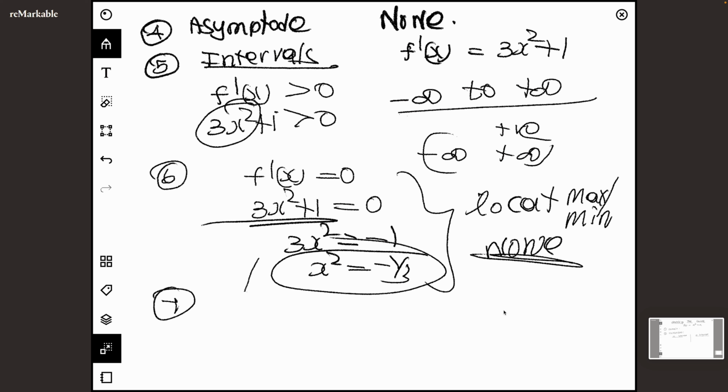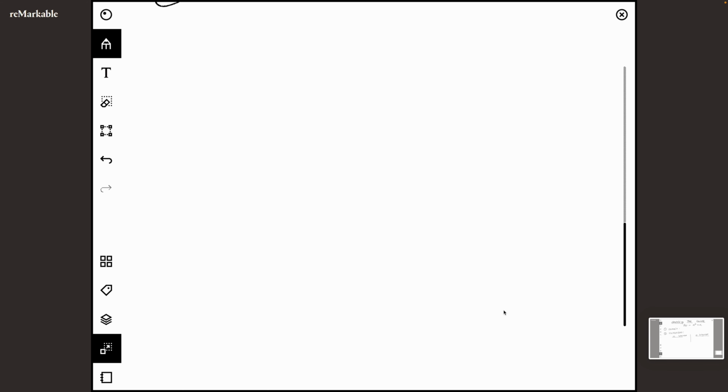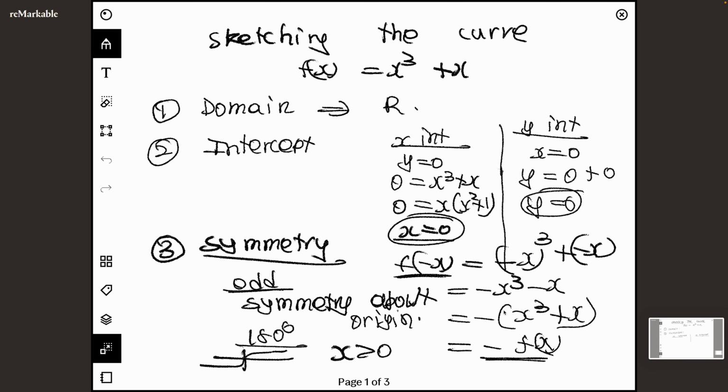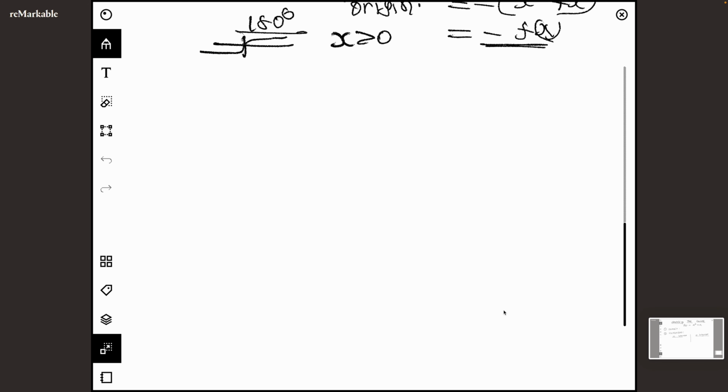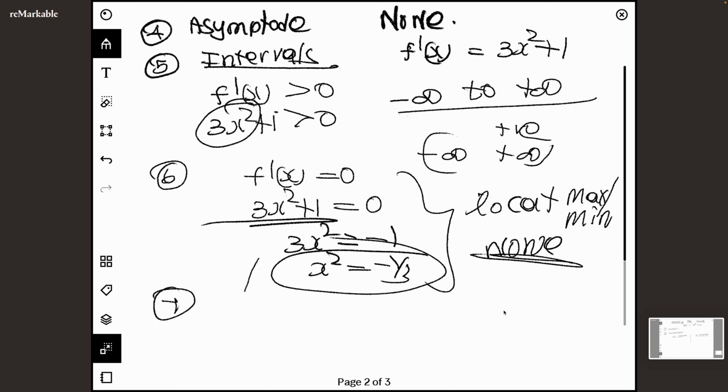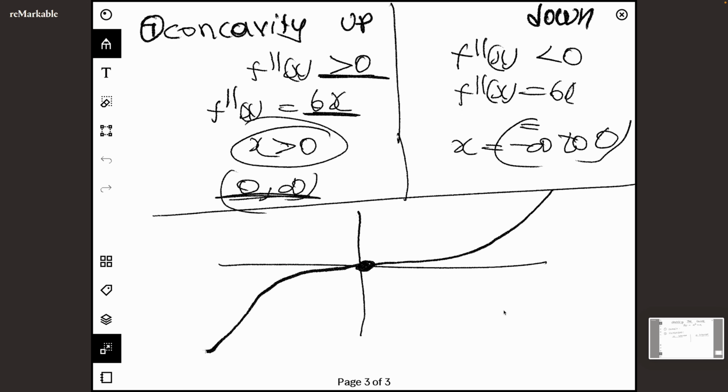Question number 7, concavity up. Concavity up is 0 to infinity, and concavity down is minus infinity to 0. Okay, then we have drawn the graph.